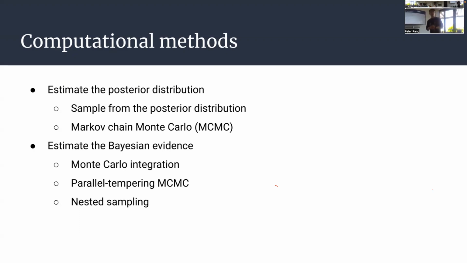I'll talk about two ways to solve this problem. One is the so-called parallel tempering MCMC, which would not just calculate the evidence, but also improve the robustness of the MCMC. The other one, which we use a lot, is the so-called nested sampling. Although it sets out to calculate the evidence, it will also give you the posterior samples as a byproduct.